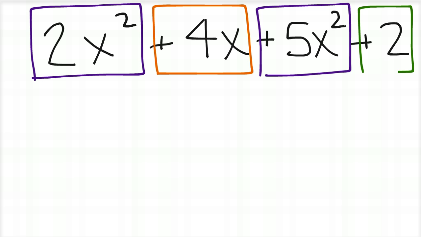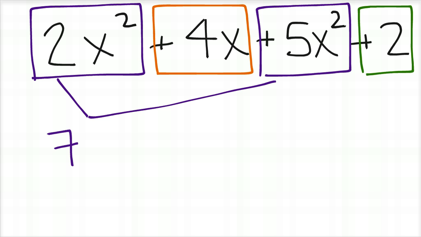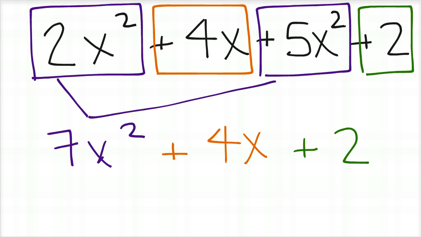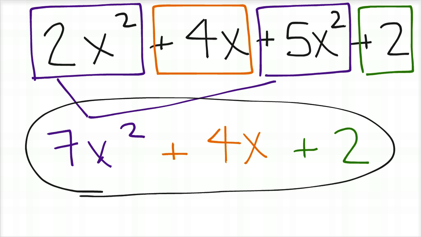Also, positive 2 is a constant. That means it has no variables. And since there are no other terms with no variables, positive 2 is in his own family as well. So now, my job is to combine 2x squared plus 5x squared. I get 7x squared plus 4x plus 2. So there's my simplified expression with exponents.